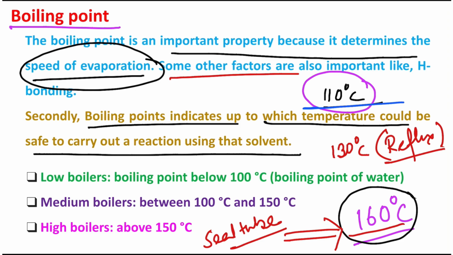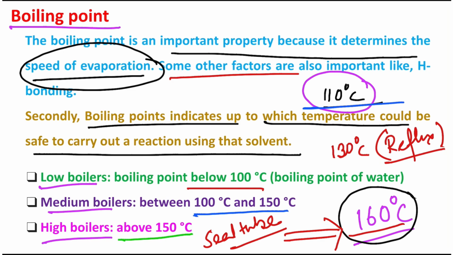Now in this context, we can categorize solvents into three different categories: low boiling solvent, medium boiling solvent, and high boiling solvent. For low boiling, BP is below 100 degrees. For medium, BP is between 100 to 150 degrees, and high boiling is BP above 150 degrees. For example, when we talk about DMSO or DMF, we say it's a high boiling solvent. Why? Because its boiling point is higher than 150.